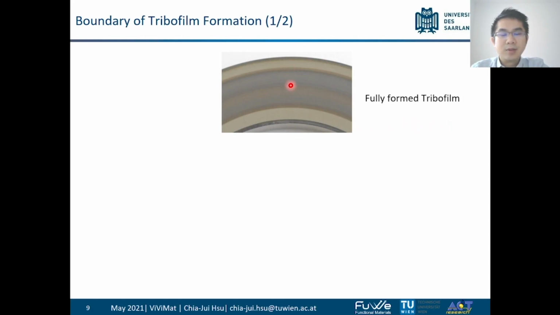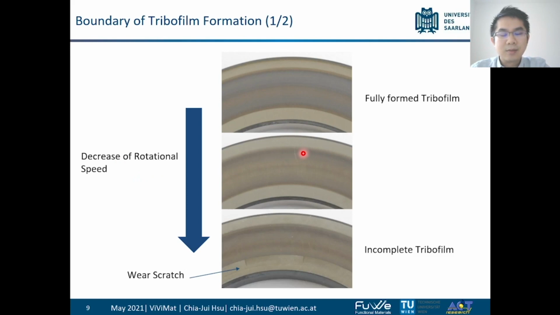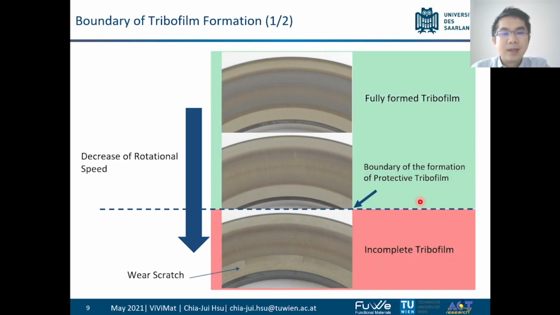You can see the color appearance is like blue and brown layers, and we found that after decreasing the rotational speed, the color appearance gets less and less, and after a certain point the wear scratches and wear scars start to be present on the surface, and we call this incomplete tribofilm. Then we can draw a line that is the boundary of the formation of protective tribofilm.